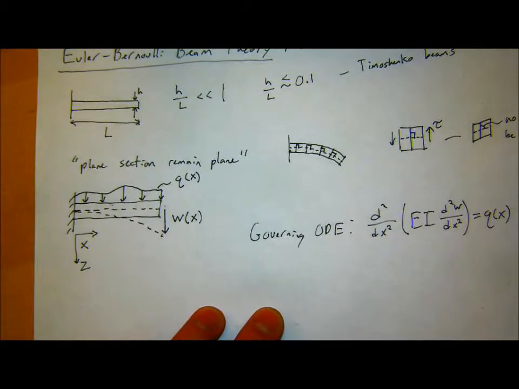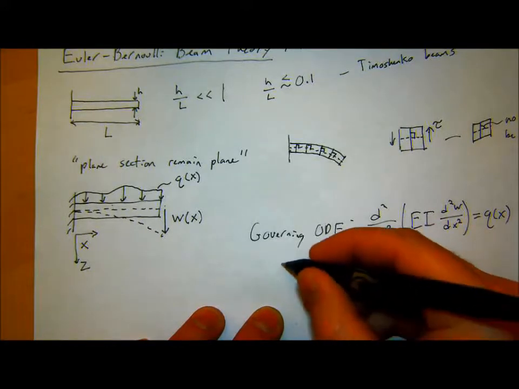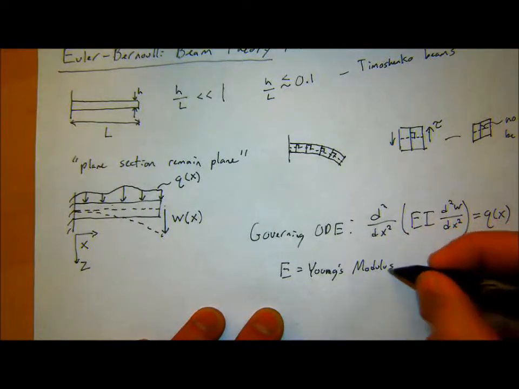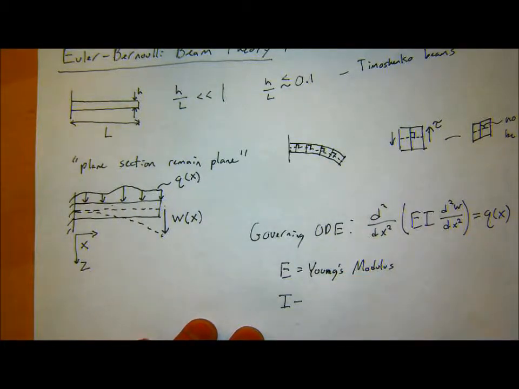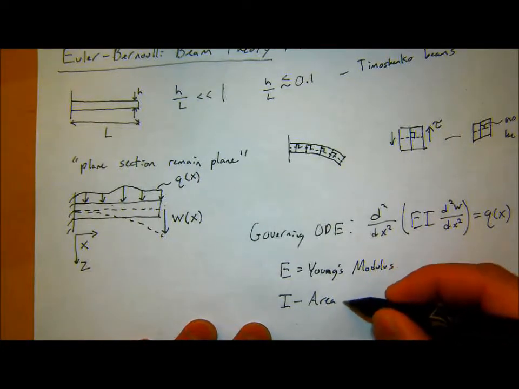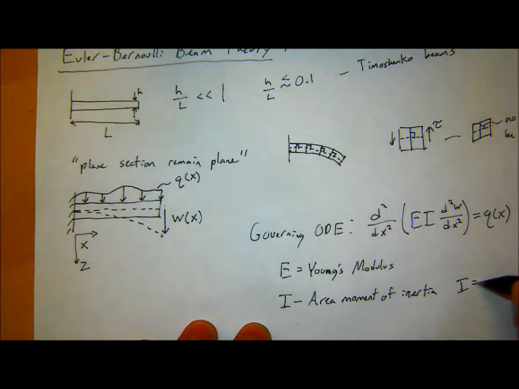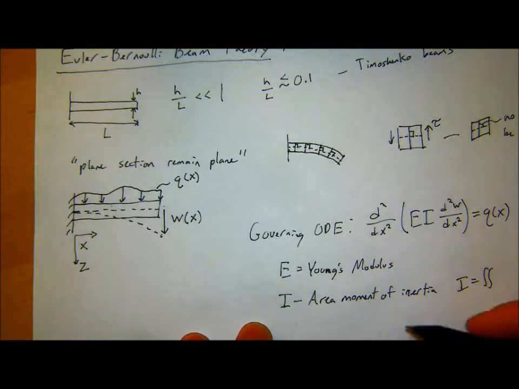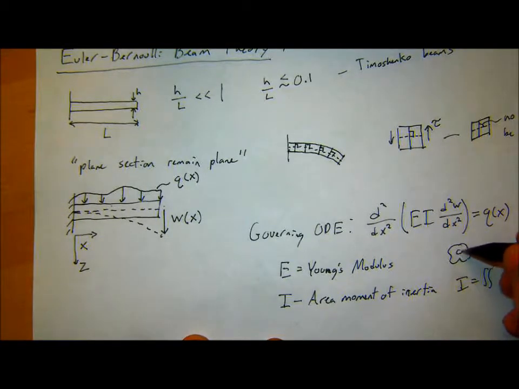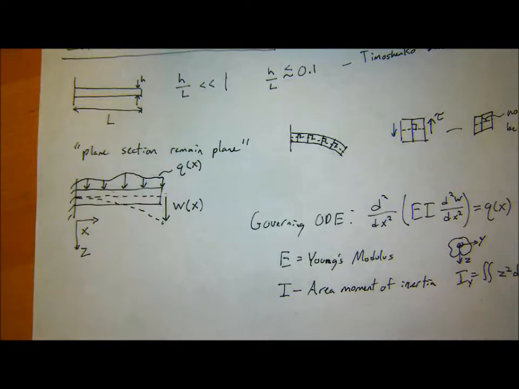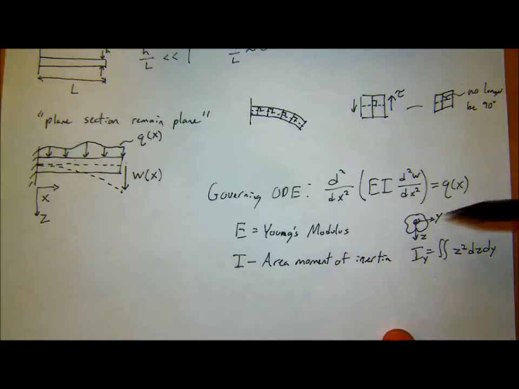So q here is our load on the beam. E is our Young's modulus. I is similar to the J we had for torsion. It's an area moment of inertia, which specifically I is equal to the integral, for a body here, about the centroid y, z, of z squared dz dy. This is the moment about the y-axis, so how difficult it is to rotate this body about the y-axis.